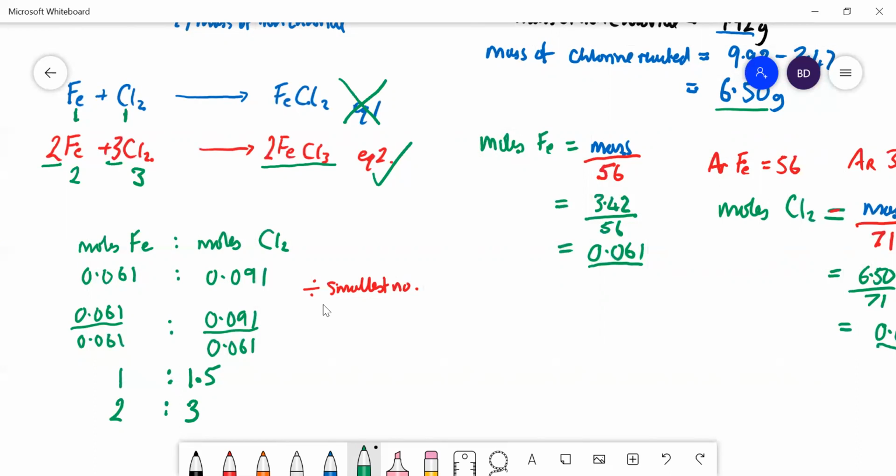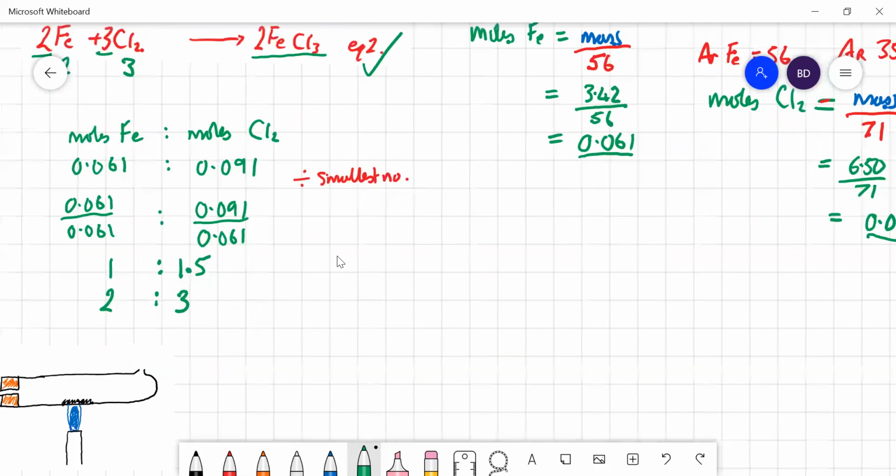So that's one example of using moles to work out the balanced equation. You get the masses, you work backwards to get the equation. Right, here's another example now, and it's right here.